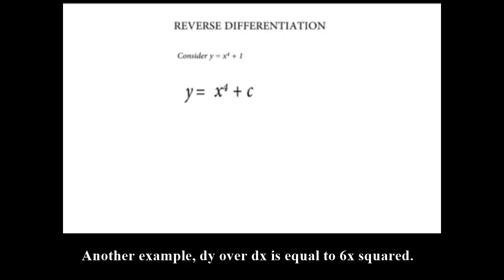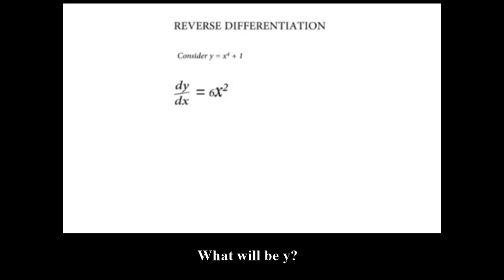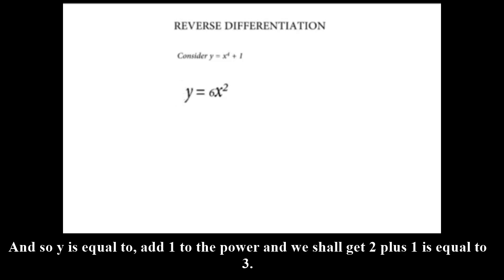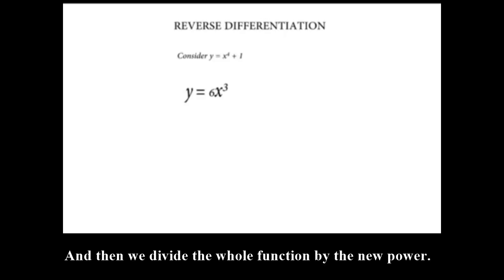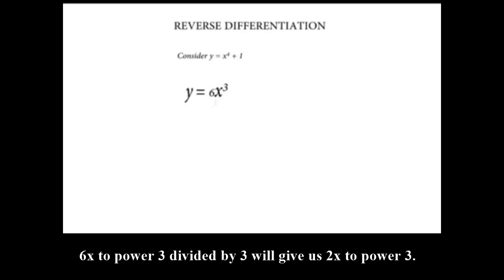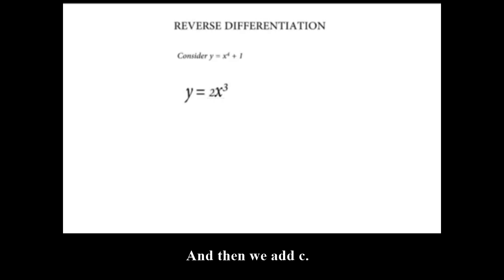Another example, dy over dx is equal to 6x squared. What will be y? We integrate 6x squared. And so y is equal to, add 1 to the power and we shall get 2 plus 1 is equal to 3. So we have 6x to power 3. And then we divide the whole function by the new power. 6x to power 3 divided by 3 will give us 2x to power 3. And then we add c.